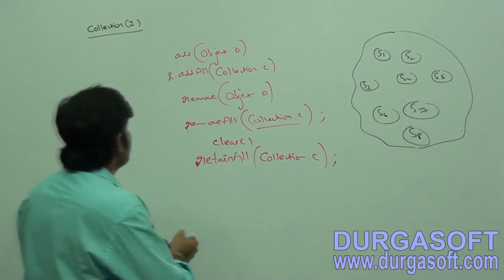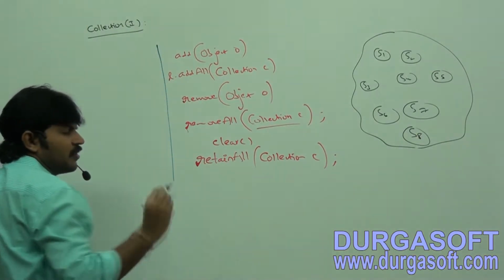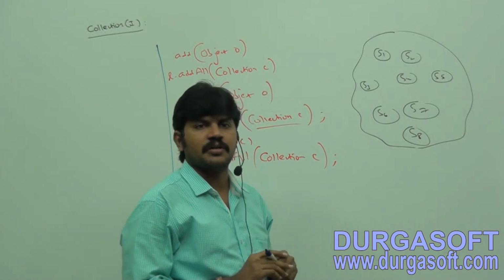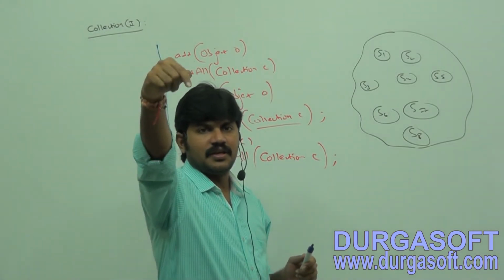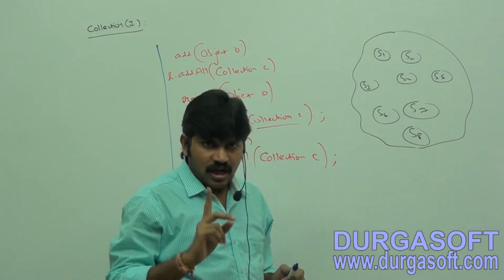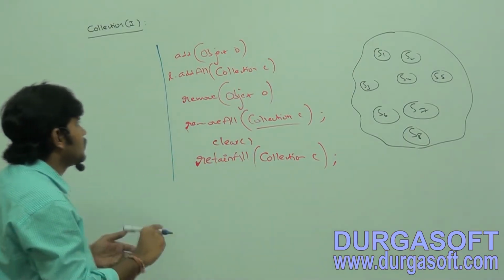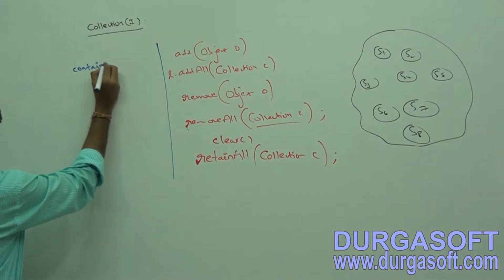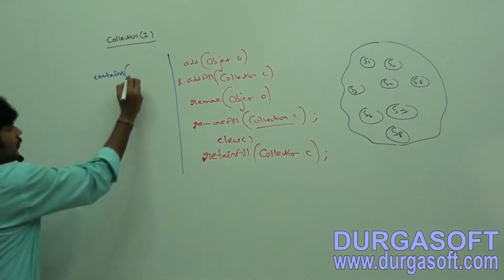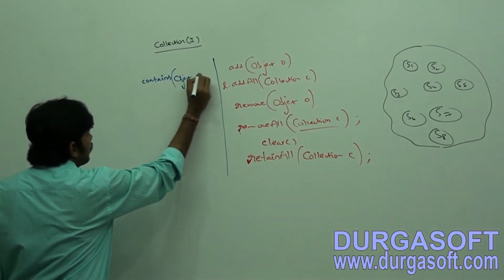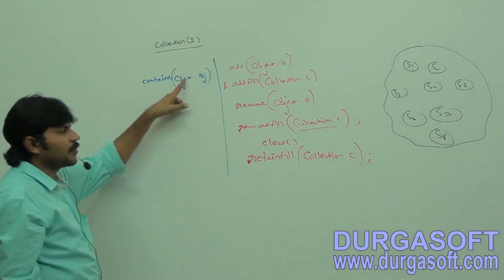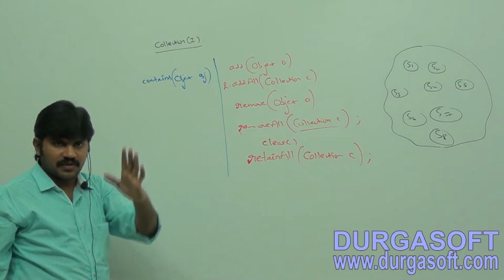The next methods: I want to check whether a particular object is there or not. Sir, can you please check, is there any student named Ravi available in our class or not? Which method do we have to use? Contains. Contains of a particular student object obj. Can you please check whether this particular object is there or not in our class?